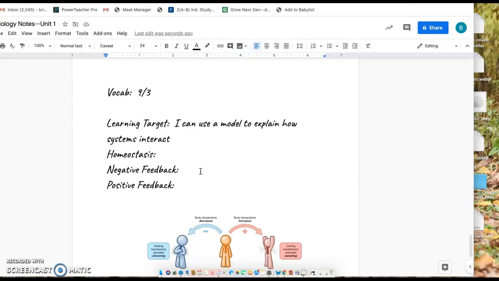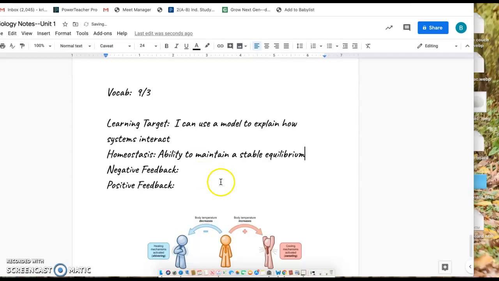So think of a seesaw. If it's in the middle, it's balanced. If it's tilted to one side or the other side, we have an imbalance. We're going to be talking about homeostasis for a majority of this unit, so it's important that you know what this word means. Homeostasis is the ability to maintain a stable equilibrium.